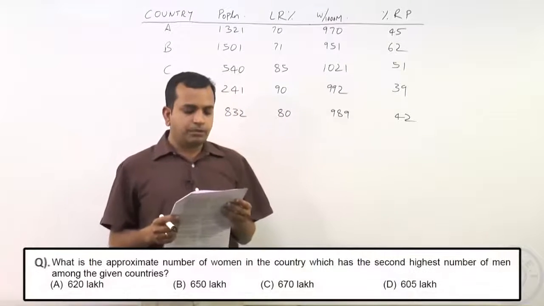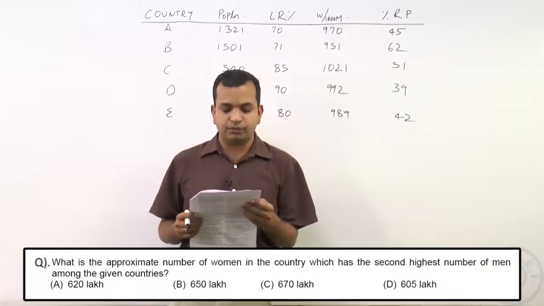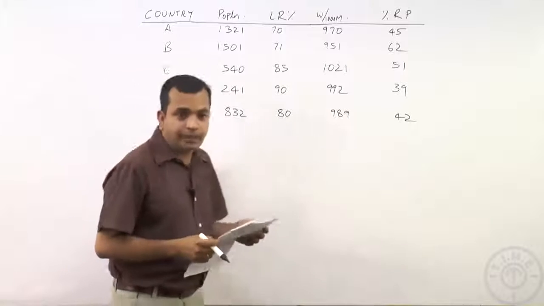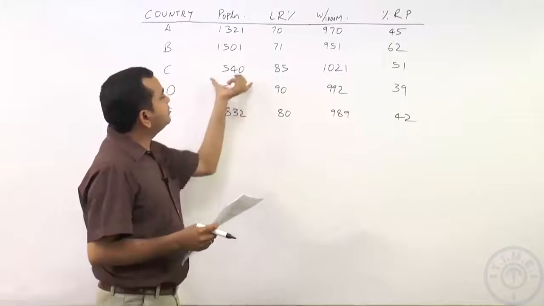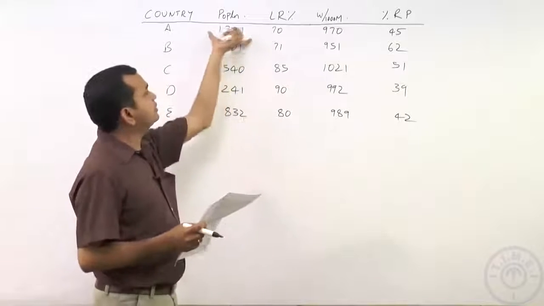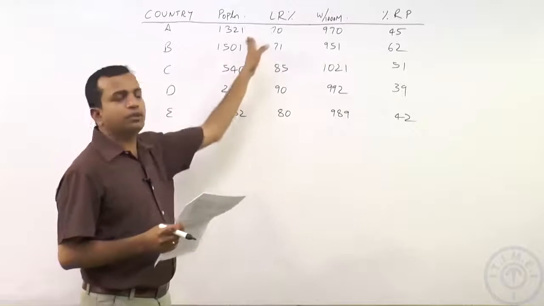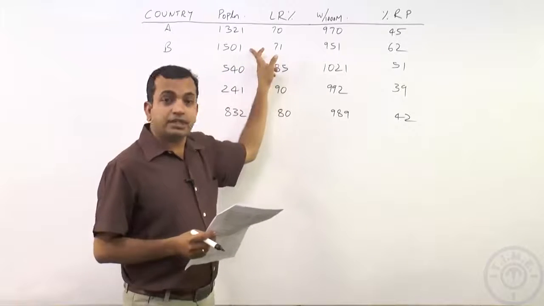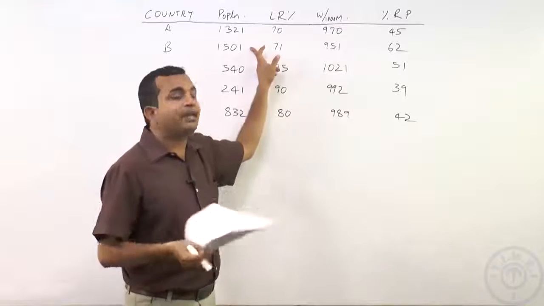What is the approximate number of women in the country which has the second highest number of men among the given countries? Now, very clearly, as you can see from the table, these are the 3 countries which have the least population, and the population here is 3 times of this and almost double of this. So, this is the country which has the highest population, therefore, it will have the highest number of men and women.